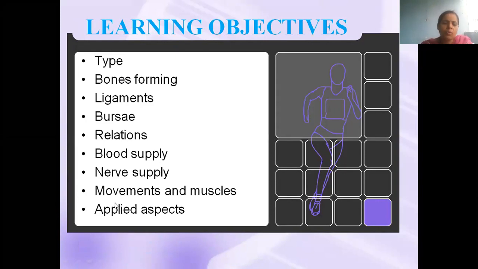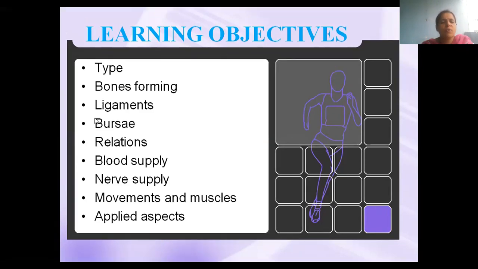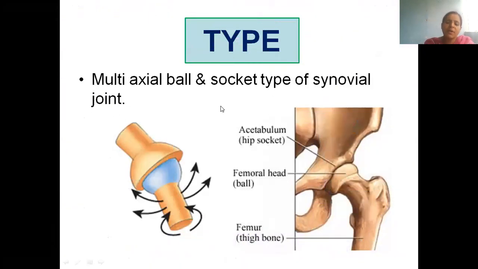Like, this is the question of the hip joint. Once you know it is a question of the hip joint, you should know what type of joint it is, what are the bones forming, ligaments, bursae, relations, blood supply, nerve supply, movements and muscles. For the shoulder joint, for the knee joint, for the ankle joint, everywhere we have studied joints under these headings only. So every time we need to know these headings for any joint.